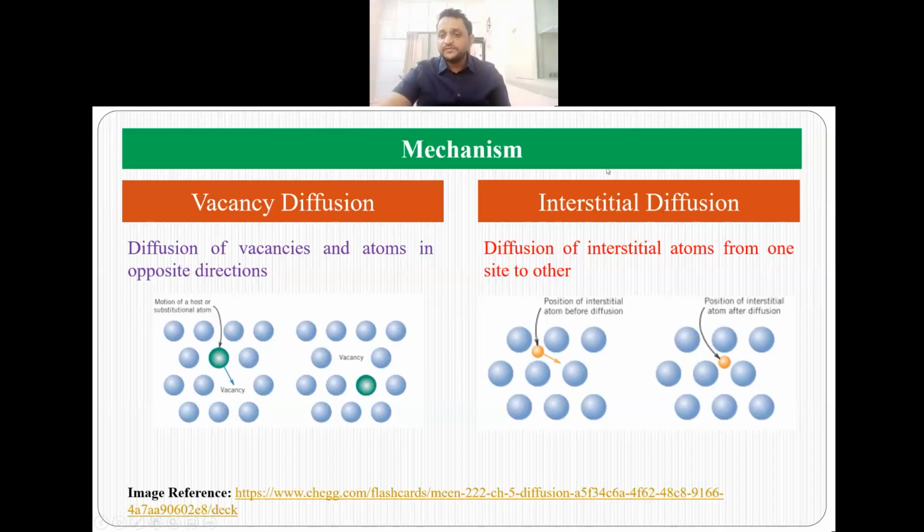In interstitial diffusion, the interstitial atoms move from one site to another. Suppose before diffusion, the interstitial atom is over here. And after diffusion, the interstitial atom goes over here. Then this type of diffusion is called interstitial diffusion, or this mechanism of diffusion is called interstitial diffusion.